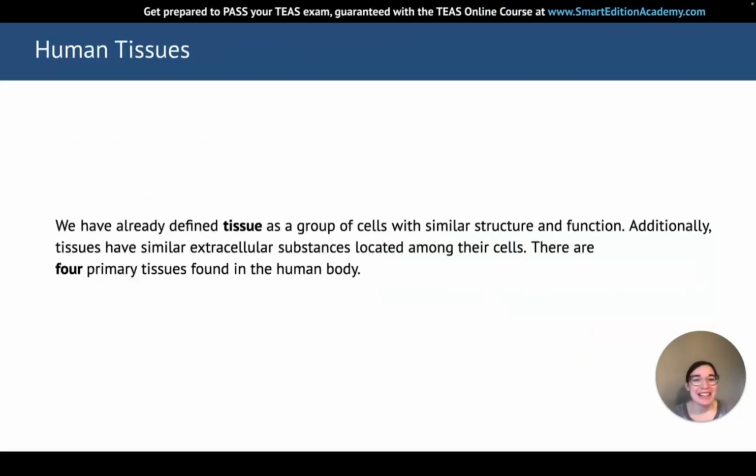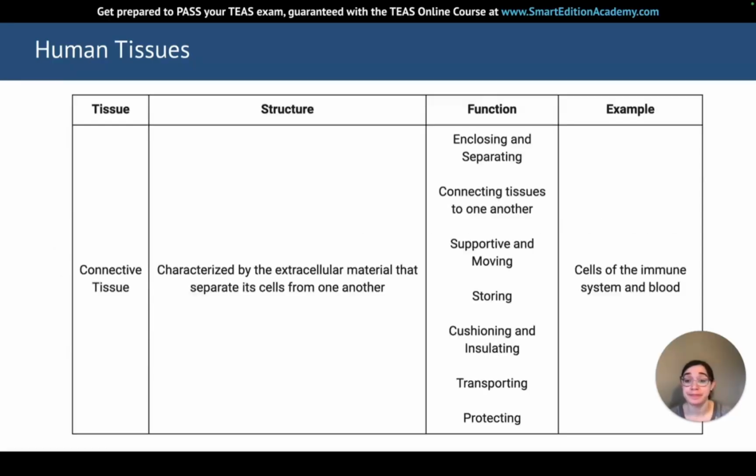All right, so let's move on to tissues. This is one of the levels of structural organization that we learned about earlier on in the presentation. And we've already defined a tissue as a group of cells that have similar structure and function, as well as extracellular substances located among the cells. In the human body, there are 4 primary types of tissue.